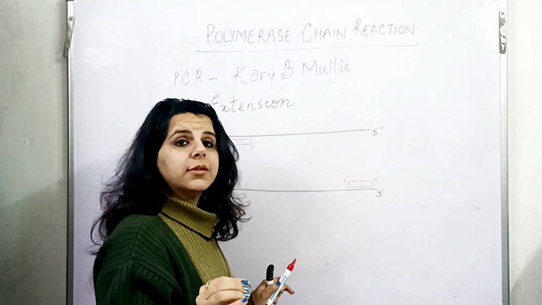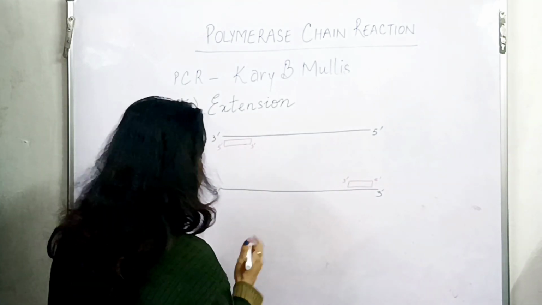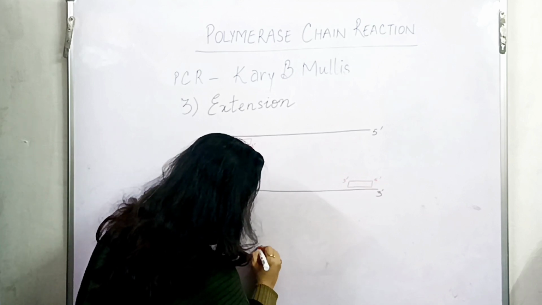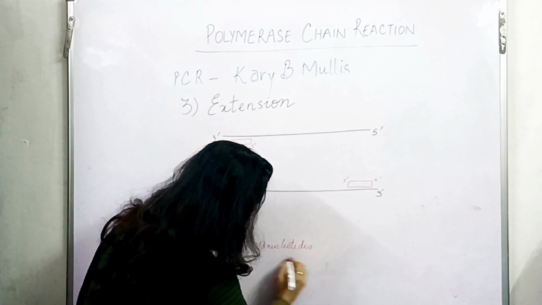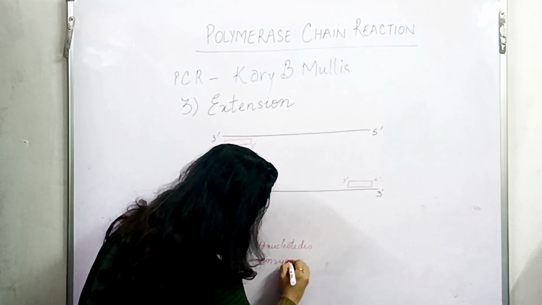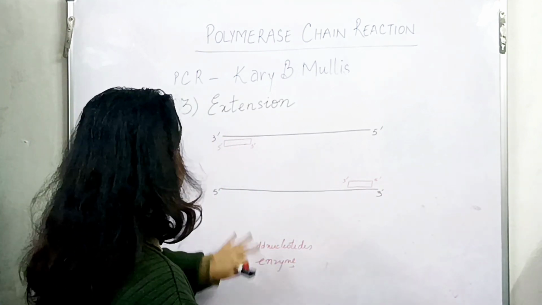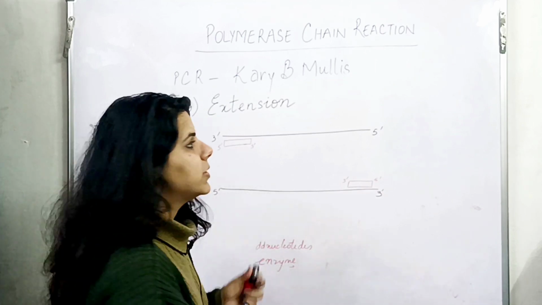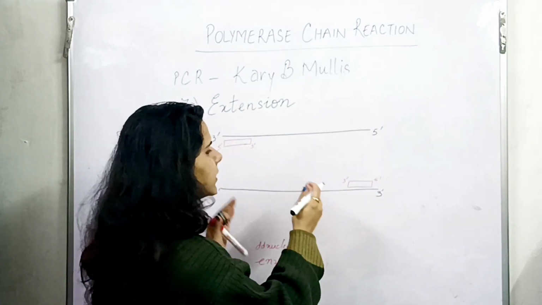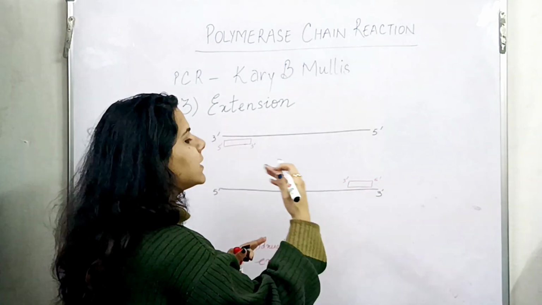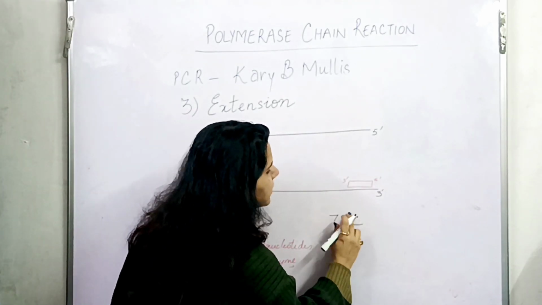There are certain necessary things that are to be added here. Number one thing is DNA nucleotides, okay? And also it needs an enzyme. Now another important thing before discussing these two things is the temperature requirement. This is the third step, and now the third temperature is required. This particular step occurs at a slightly higher temperature, and the temperature is 72 degrees Celsius.